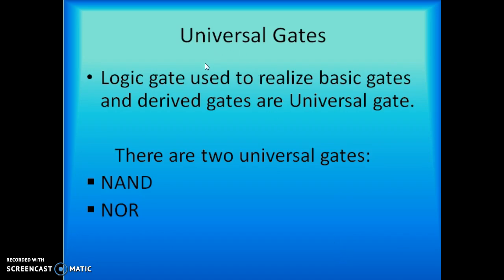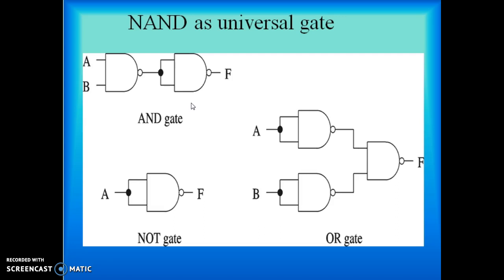Universal gates. The logic gates used to realize all the basic logic gates and derived gates are called universal gates. There are two universal gates, NAND gate and NOR gate. Now we will see how NAND works as a universal gate.